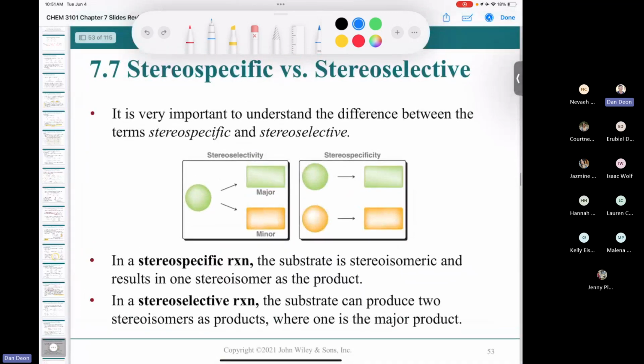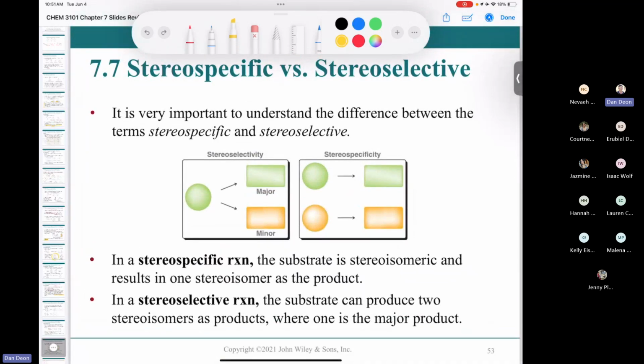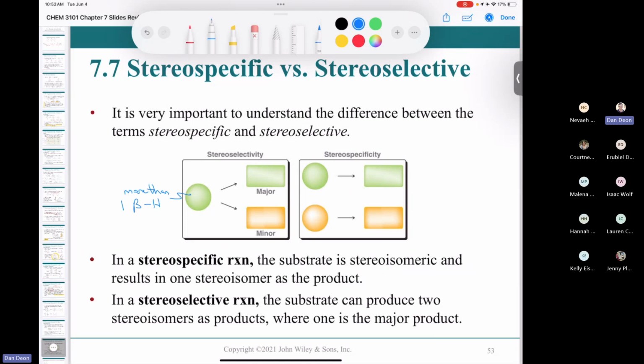So let's take a look. There's a difference between stereoselective and stereospecific, okay? In stereoselective, we have more than one beta proton, so in that case, we're going to get a major and a minor product. That is selective, okay? If it's stereospecific, it means you have one beta proton.